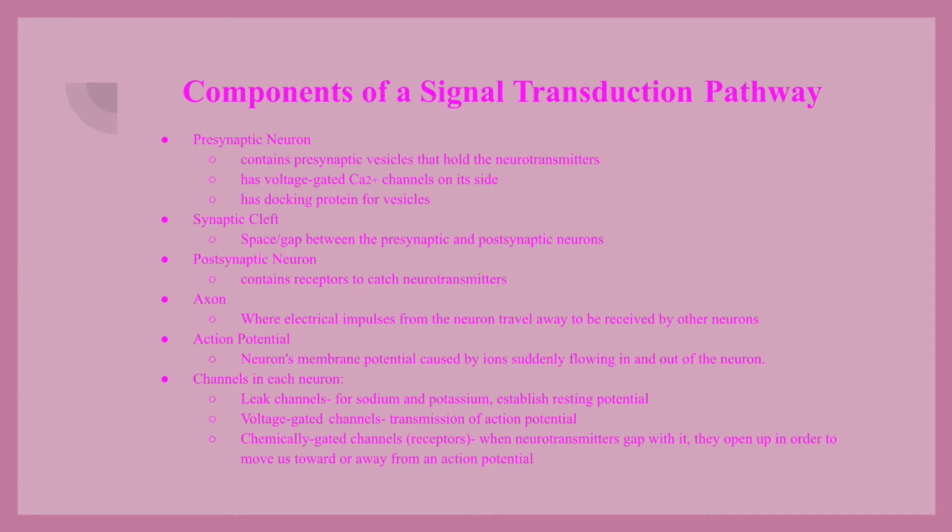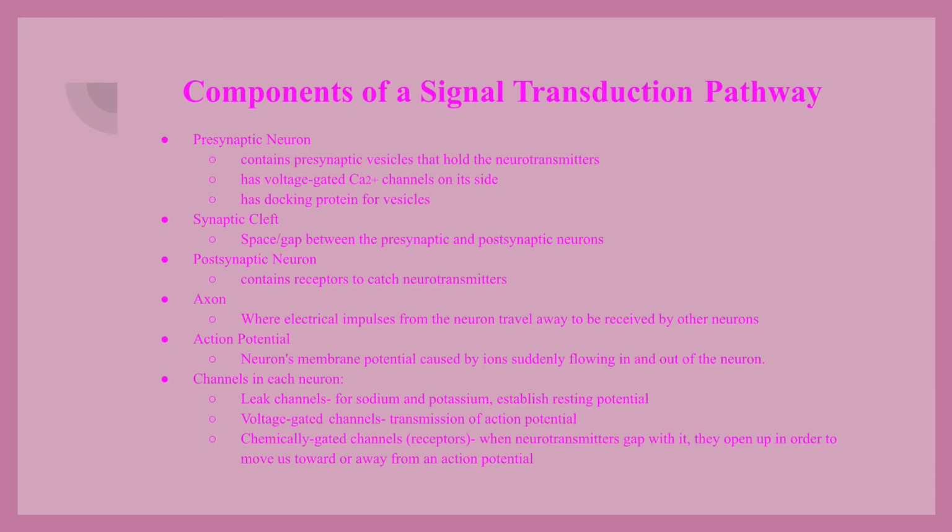There are 6 major components that go into a synapse. The presynaptic neuron contains vesicles that hold neurotransmitters. They have calcium voltage channels on its side and contain docking proteins for vesicles. The synaptic cleft is a space or gap between the presynaptic and postsynaptic neurons. This is where the neurotransmitters fall through.